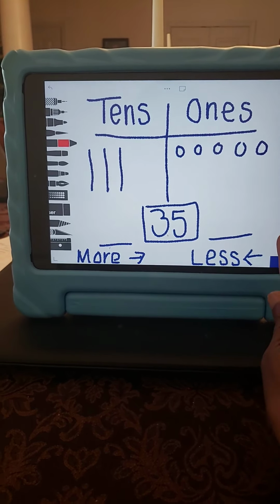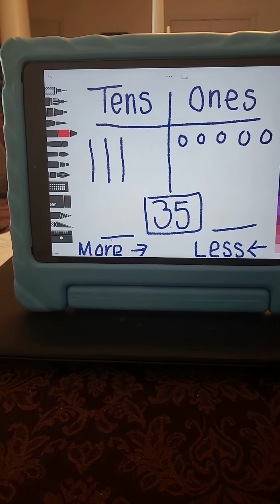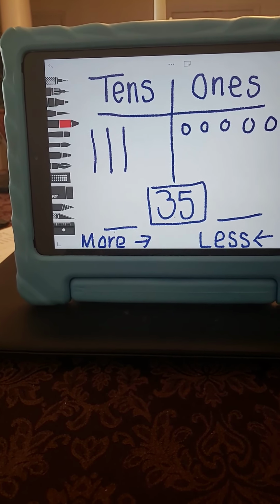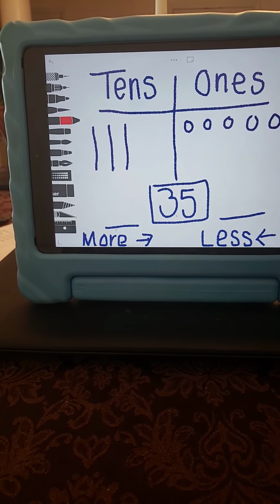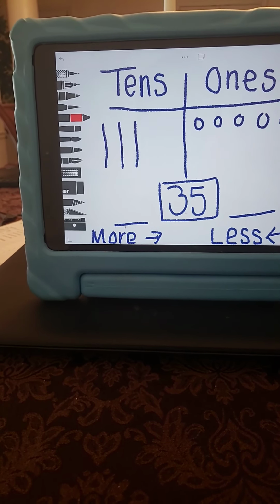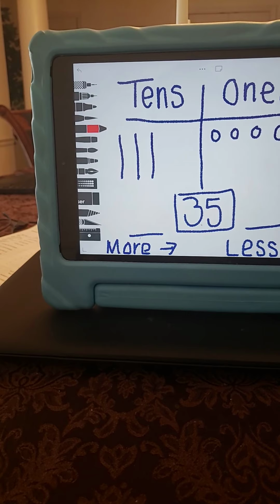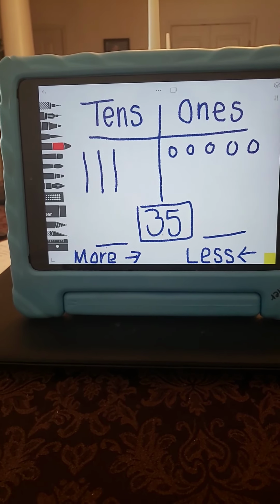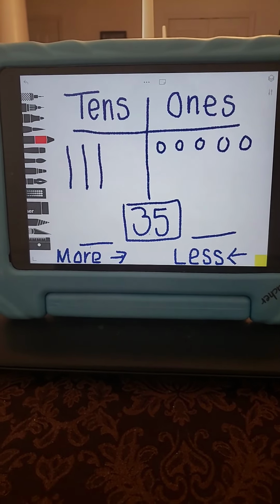So I'm going to get another color. Let's do a yellow because I've got blue. So let's do yellow, okay? So let's see.